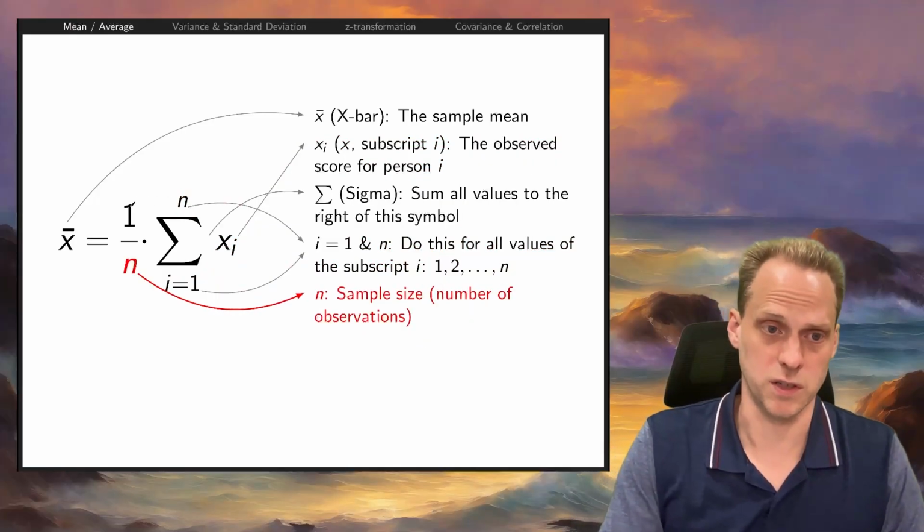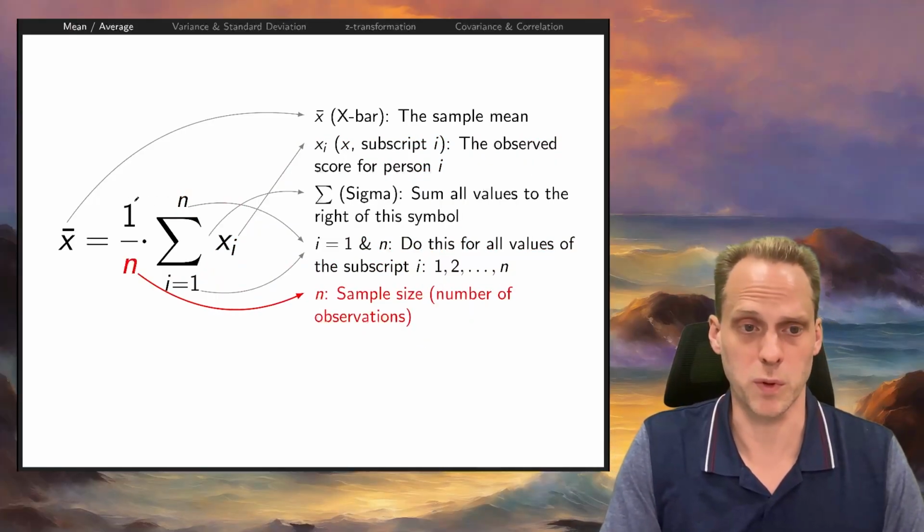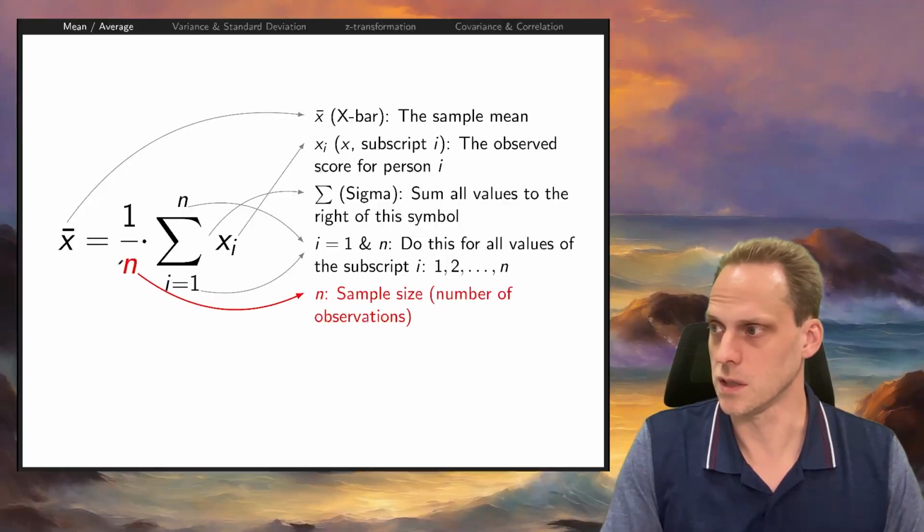Then we finally have this notation here. Well, n here is the sample size, the number of people. 1 over n is 1 over that number.